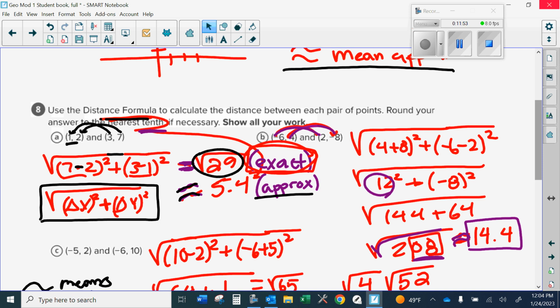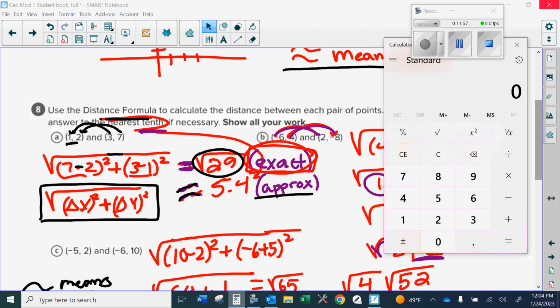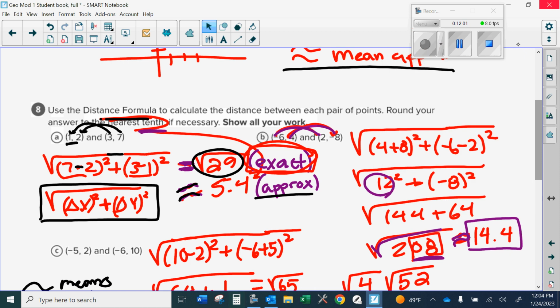So you see the word exact, but they want the nearest tenth, so now you put that in the calculator, square root of 29, and you get 5.4. So I have that right there. Here, you can pause the video if you want and do it on your own, same idea. Okay, the key is you go in the same direction.